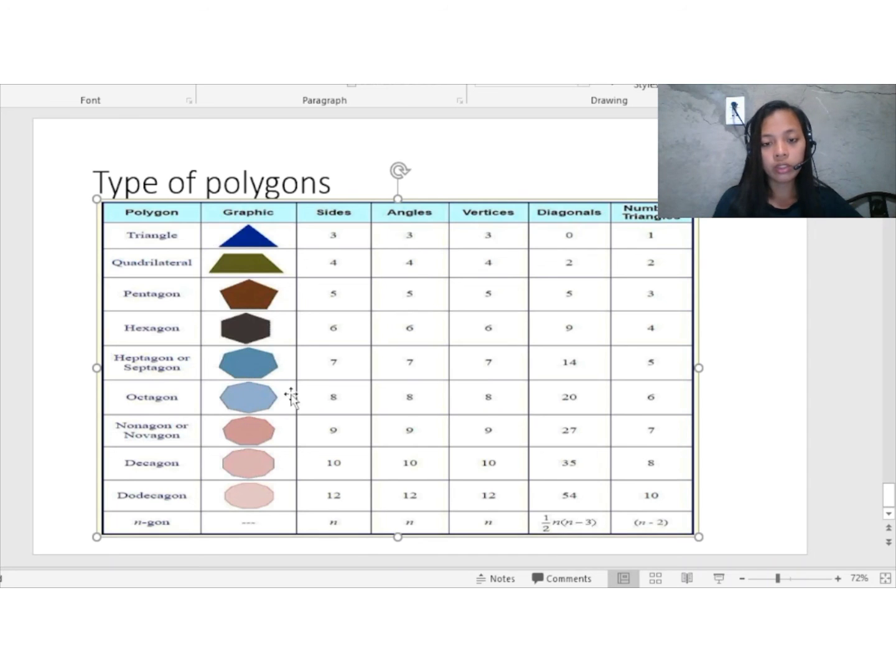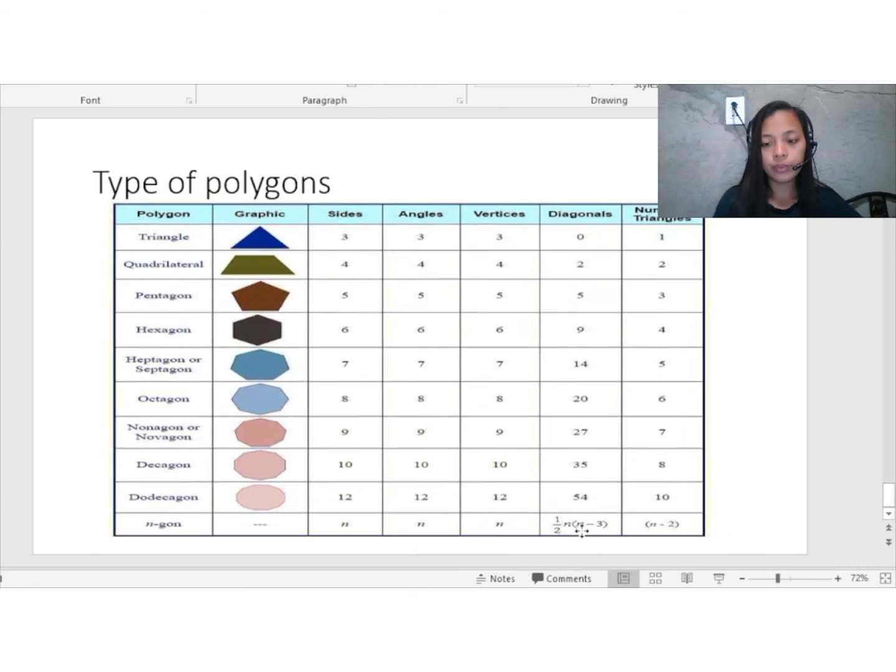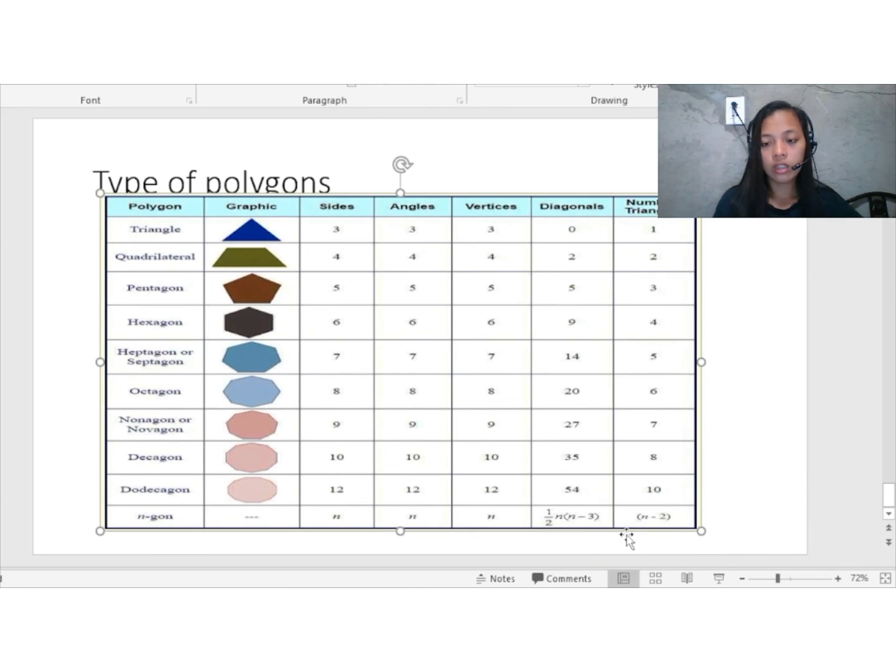In the following graphics, as you can see, there is a formula on how to solve for the number of diagonals and triangles. When you calculate, this is the formula used to get the solution for all these numbers. That's all.